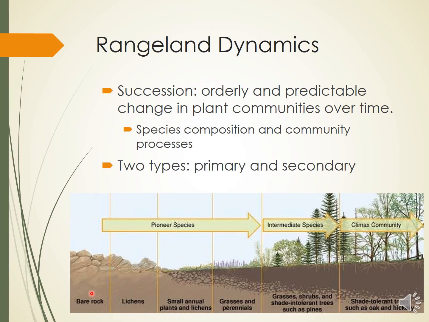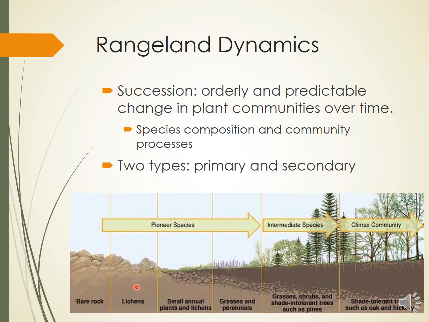So we're starting off here, you might say, really at the beginning of time. This is with bare rock, no soil, and no plant life. And you can see that the first things to colonize are going to be the lichens. These are part of the pioneer species. And we call them pioneer species because they're the first ones in, basically. They're the first ones to colonize.